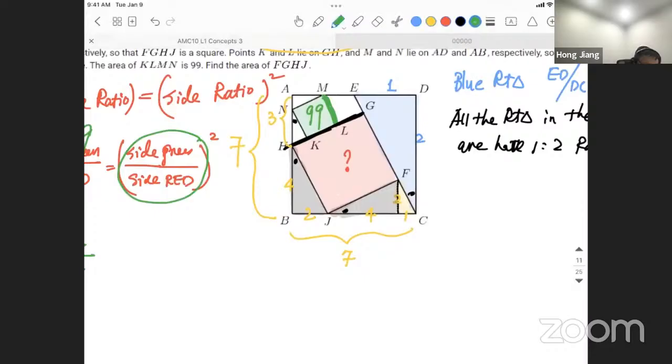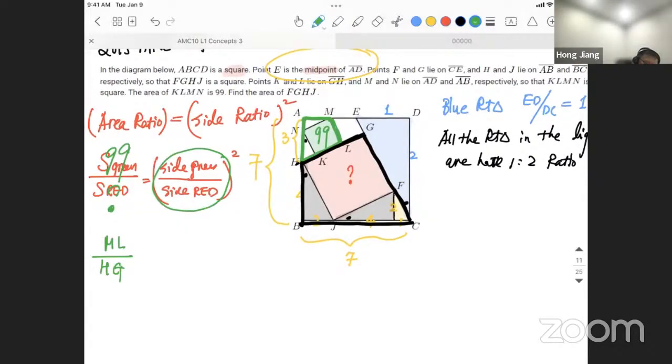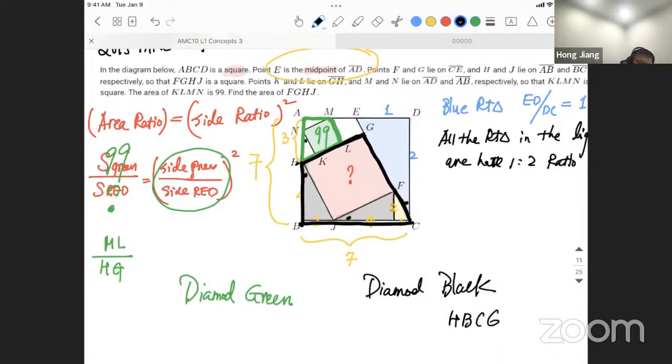Let's check it out. Can you look at these two shapes? The diamond shape for the green one and the diamond shape for the black one. The diamond green and your diamond black. They are actually H, B, C, G. The green will give a name A, M, L, H. These two guys are actually similar to each other, right? Those two diamond shapes, they're actually similar to each other.